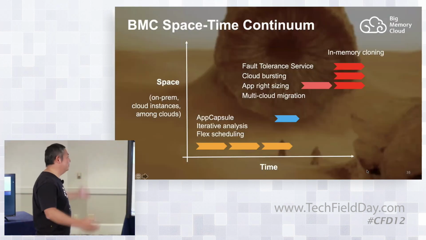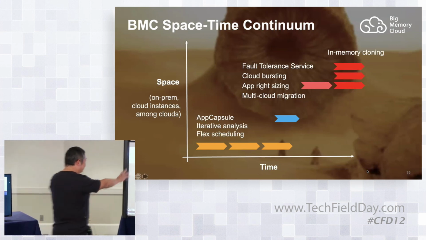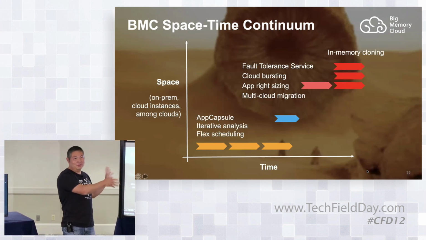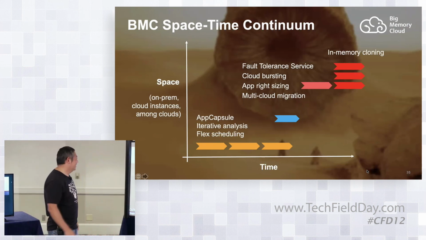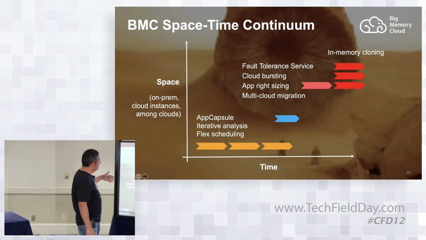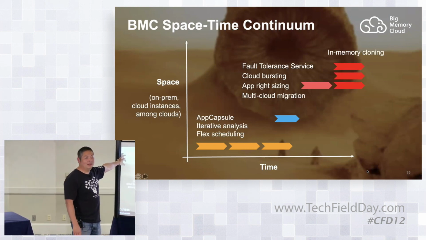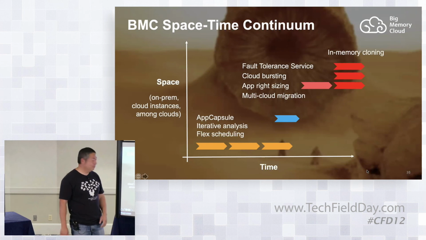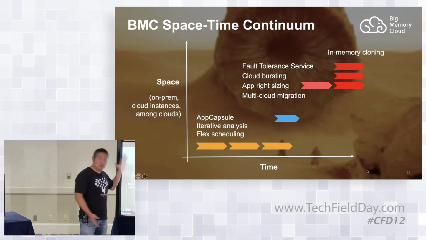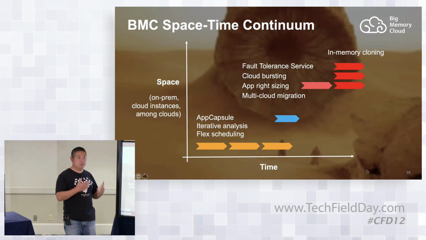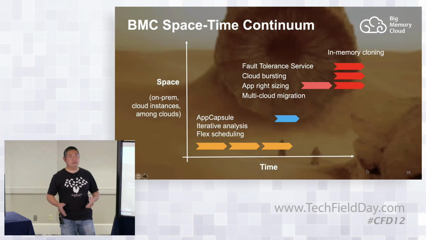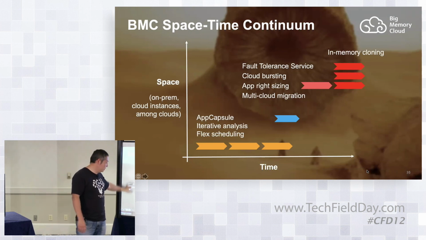So, what do I mean by that? I don't know if you guys see the background. This is for the Dune fans. We call this the big memory cloud space-time continuum. By space, it could be galaxies, but specifically what we're talking about is the different machines: on-prem, cloud instances, and among the clouds. So this is what we mean by space. In time, obviously, you know what time is.